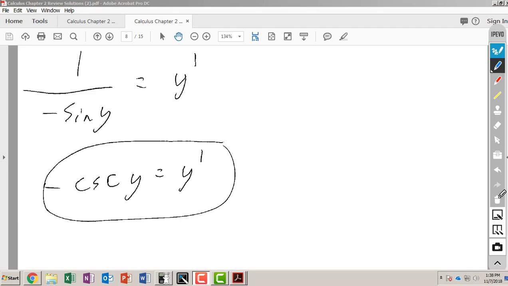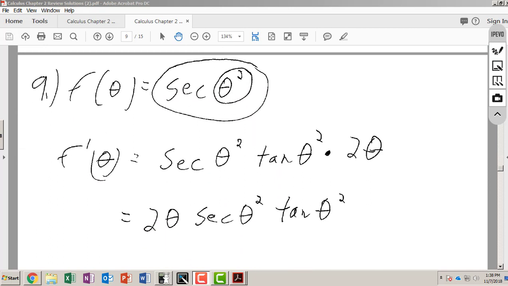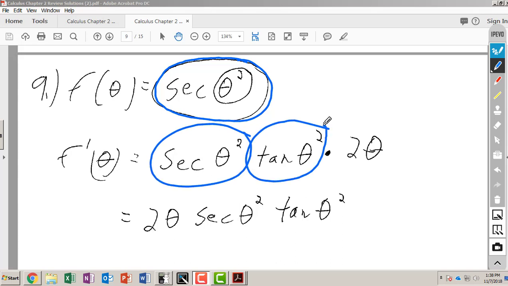On number 9, I'm given this equation that says f of theta equals the secant of theta squared. So to solve this one, I'm going to use my chain rule. And notice this is my outer equation. So my outer equation says take the derivative of the secant of theta squared. So the derivative of the secant is secant of theta squared, tangent of theta squared. So those are my derivative of my secant of theta.